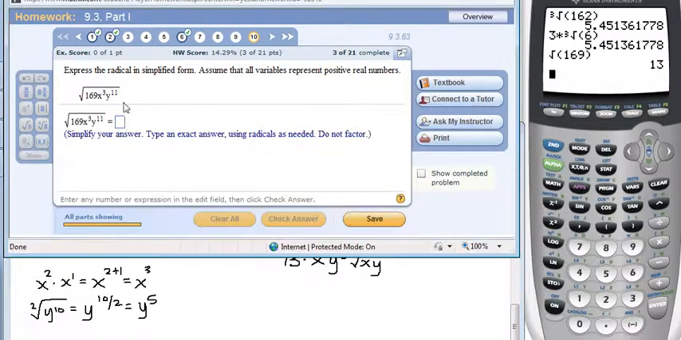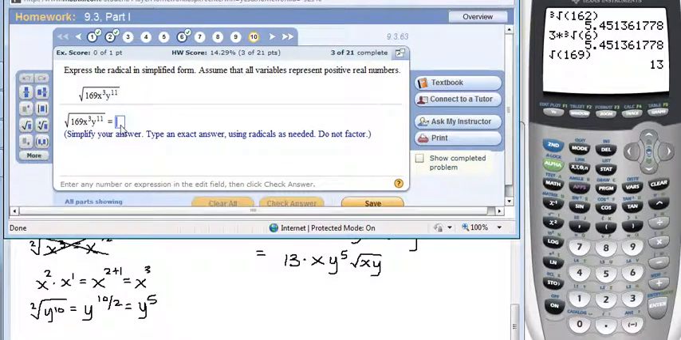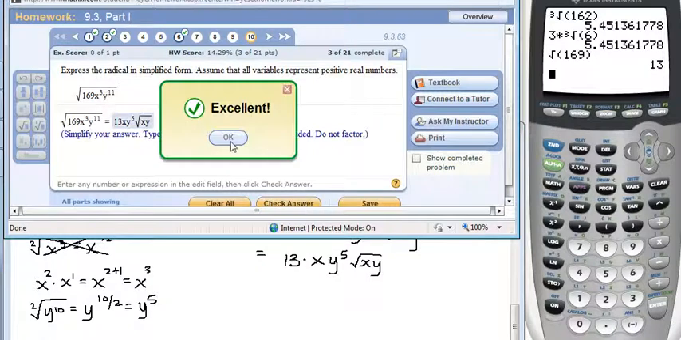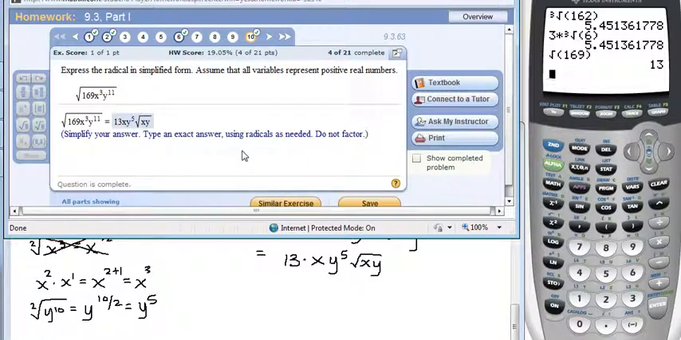Should we check that out? Let me just drag that up a little bit so I can see it. Let's test that out. So we've got 13xy. We're going to raise the y to the 5th power. We want to drop back down. We want the square root of xy. Excellent. Okay, that's as factored, excuse me, factored and as simplified as possible.